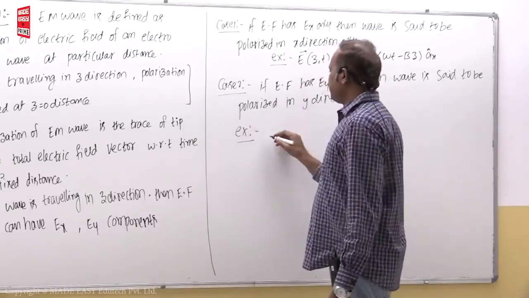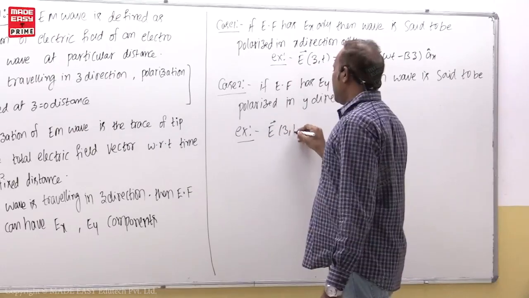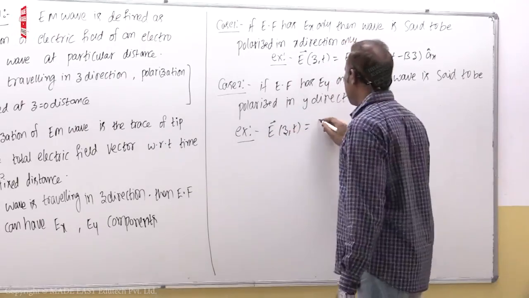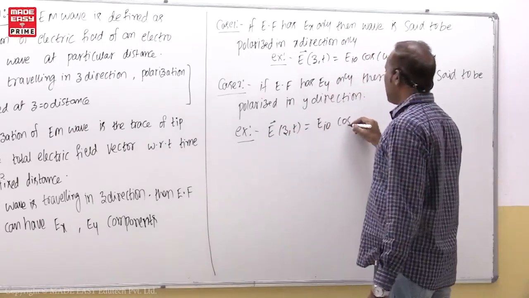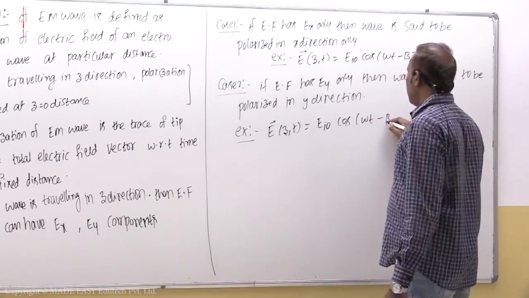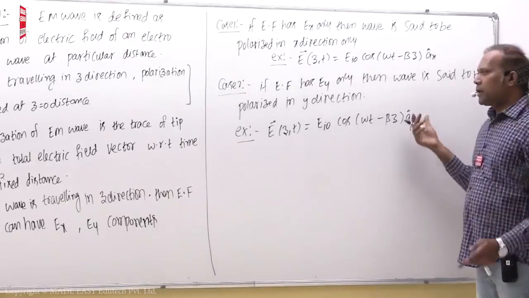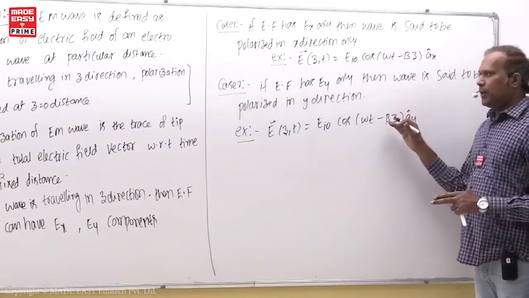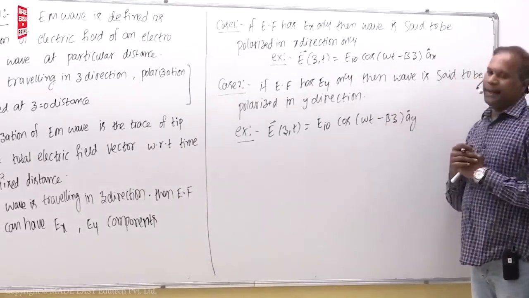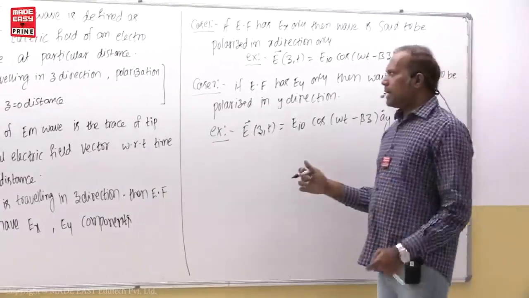Example: E bar of z comma t for a wave traveling in z direction is E0 cos(omega t minus beta z) a_y cap. That means the electric field has y component. So that is why the wave is said to be polarized in y direction. Okay.